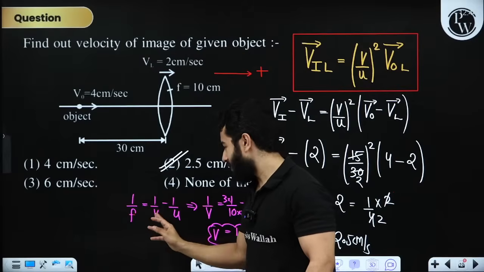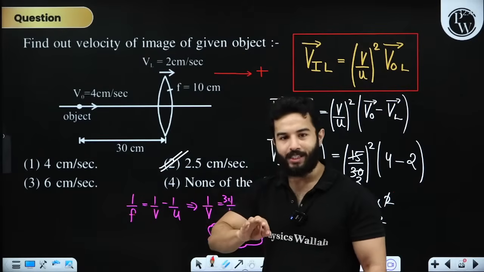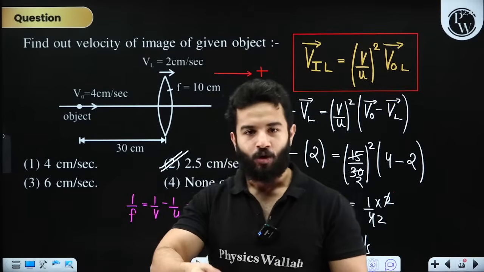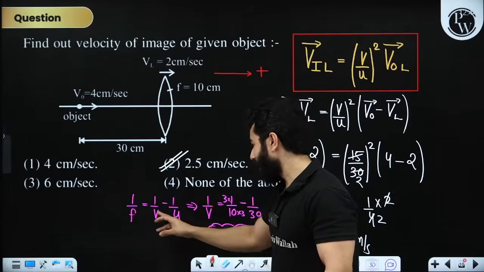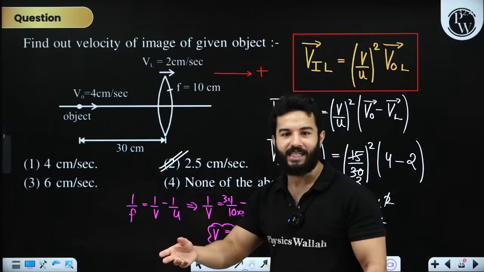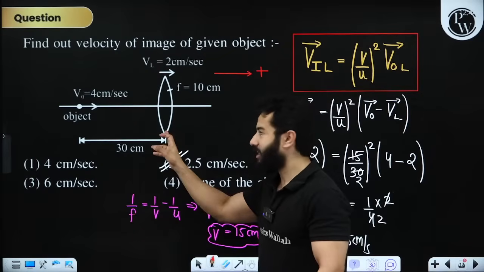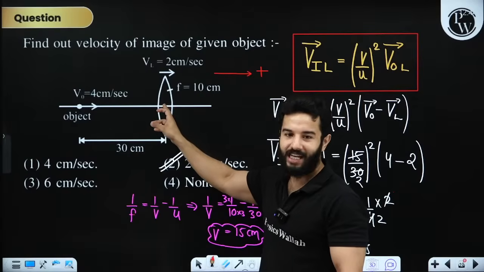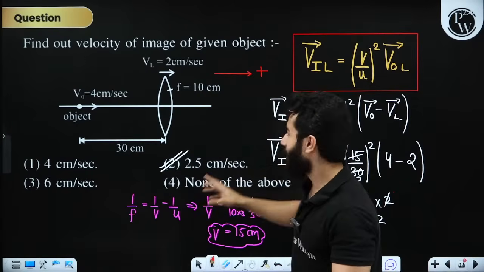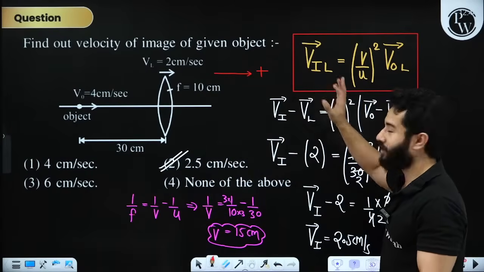And by the way, v and u are always measured from lens. So whenever you are differentiating v and u and you are writing dv by dt, it basically means you are finding out the velocity of image with respect to the lens. Lens is taken as origin, right? So that's why we are talking about velocity of image with respect to lens.